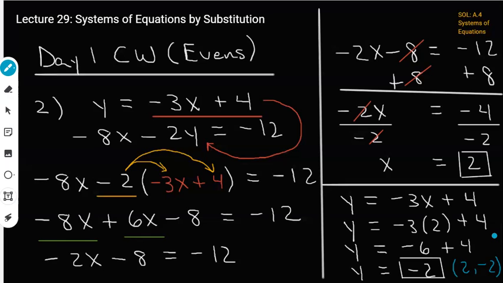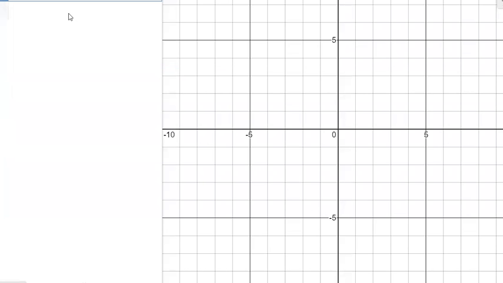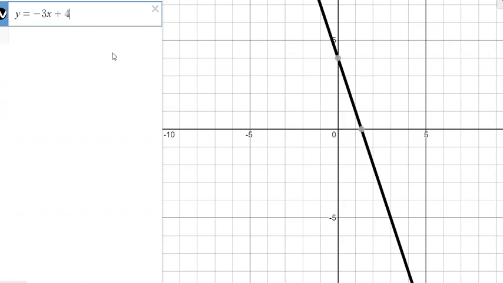So now what we're going to do is check our answer. What we can do is graph these two equations in Desmos, and where the two lines cross is going to be the answer. Okay, I'm going to come back to this, but just give me a minute to do this. I'm going to go to Desmos, and I'm going to type in the top equation first. The top equation was y equals negative 3x plus 4. And when I type that in, I get that black line that goes across my screen like that.